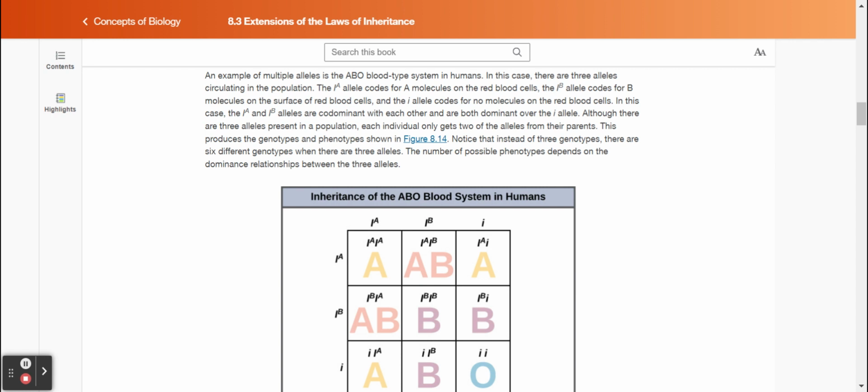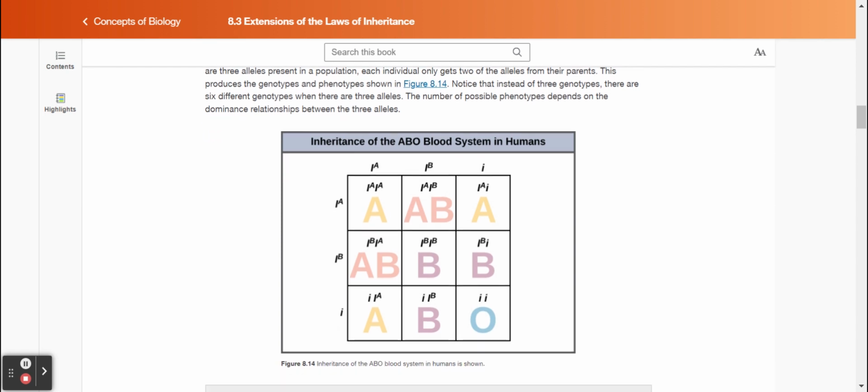The dominant B allele codes for B molecules on the surface of red blood cells, and the recessive I allele codes for no molecules on the red blood cells. In this case, the dominant A and B alleles are codominant with each other and are both dominant over the I allele. Although there are three alleles present in a population, each individual only gets two of the alleles from their parents. This produces the genotypes and phenotypes shown in figure 8.14.